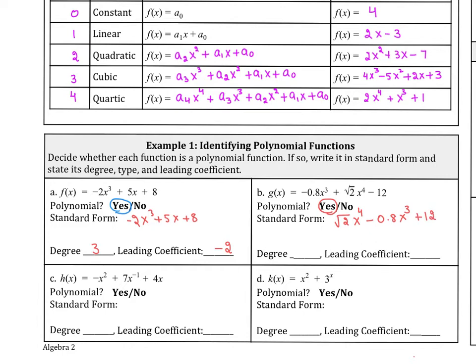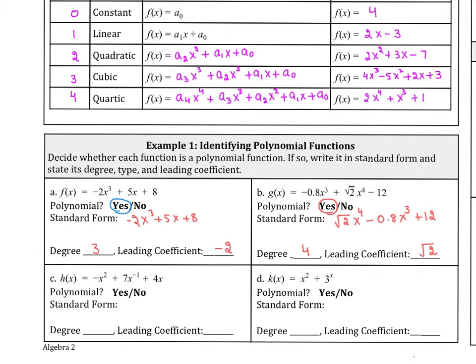The highest degree is 4, because that's the highest exponent in the polynomial. Leading coefficient, that is square root 2. For letter C, polynomial h(x) equals negative x squared plus 7x to the power negative 1 plus 4x.